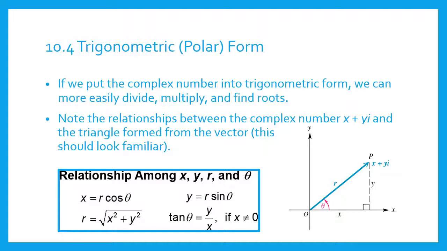How do we find r? Well, we use the Pythagorean theorem. r is the square root of x squared plus y squared, and the tangent of theta is y over x. So we've seen these relationships before.